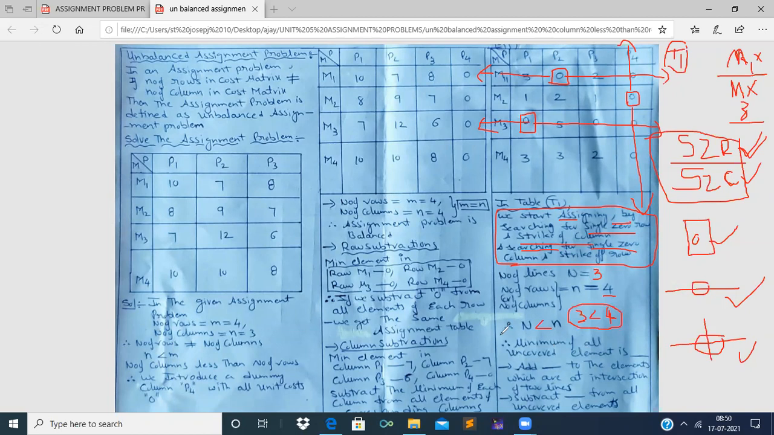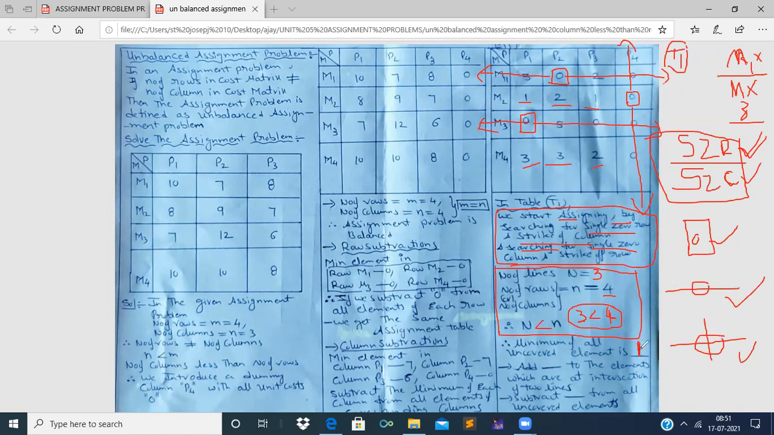Now, as per the next step, we have to form a new simplex table with new costs. Now we have to find out the minimum of all uncovered elements. The uncovered elements are 1, 2, 1, 3, 3, 2. Only 6 elements are left over which are not underlined. Therefore, among all these elements, the minimum element is 1.